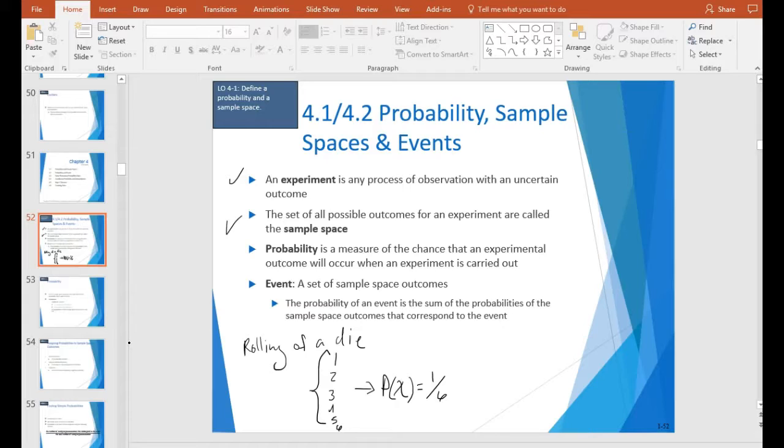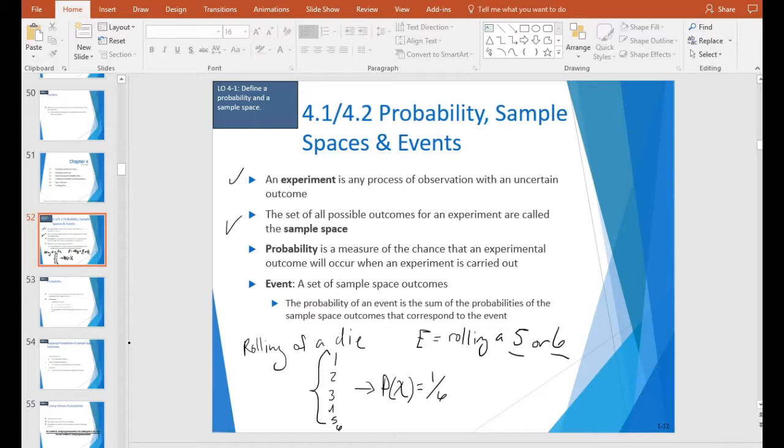But if we wanted to test the probability of an event, say I said I'll pay you $5 if you roll higher than a 4. Then the event would be rolling higher than a 4. So the event would be rolling a 5 or 6. And so then it says the probability of the event is the sum of the probabilities of the sample space outcomes. So then we would look at each sample space outcome.